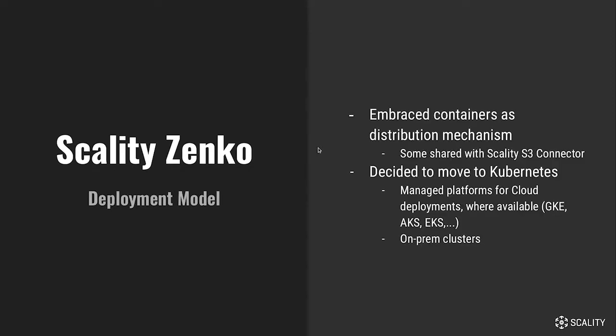The deployment of Zenko was based on the deployment of the S3 connector, where we use containers for all the services. Some of those are even shared, because Zenko also speaks S3, the protocol. So we have an implementation of S3 that is shared between the connector as well as Zenko. And we decided to start using Kubernetes to deploy these containers on your servers or in the cloud when you're using EKS or AKS or GKE or any of the hosted Kubernetes offerings. But we still need to be able to run this on-premise as well, so you need an on-prem Kubernetes cluster to deploy Zenko.